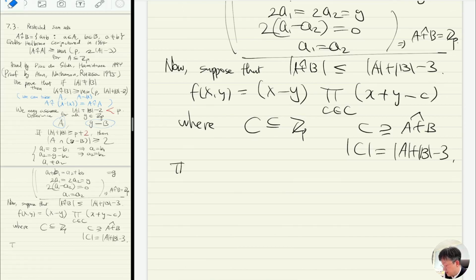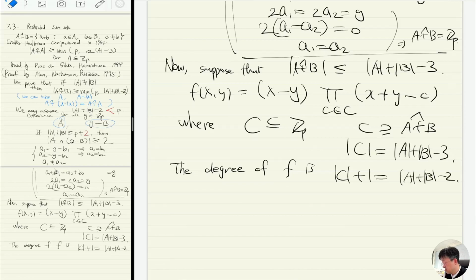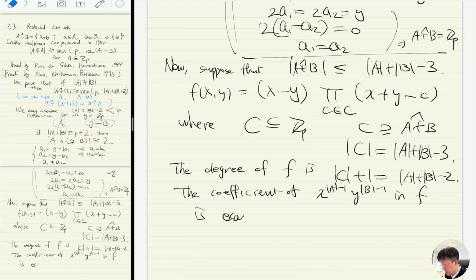Now the degree of f is the size of C plus 1, which is a plus b minus 2. The coefficient of x to the a minus 1, y to the b minus 1 in f is exactly what?